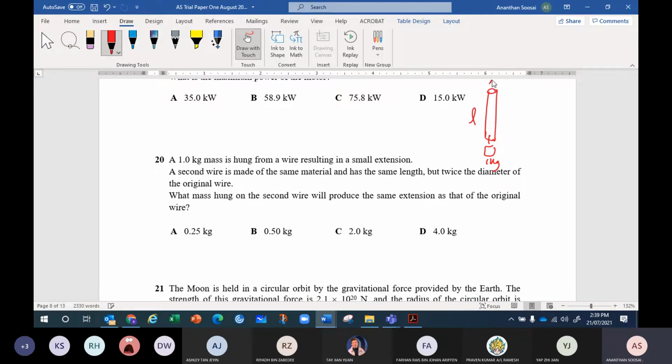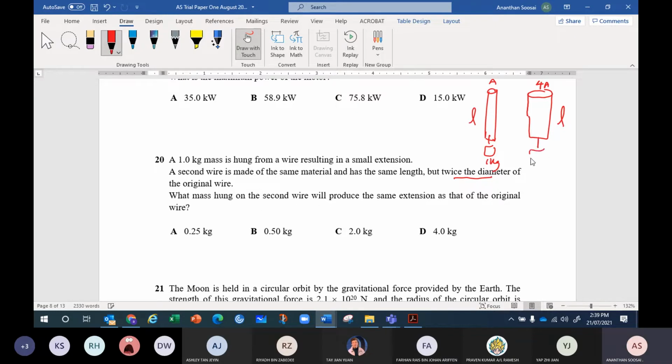The first wire, let's say area A. We don't want diameter. The second wire, because it is double the diameter, so area should be how much? Area should be 4A, right? Diameter double, area become squared, D squared. So area is 4A. Other than that, the second wire is made of the same material and has the same length. This also has length L.